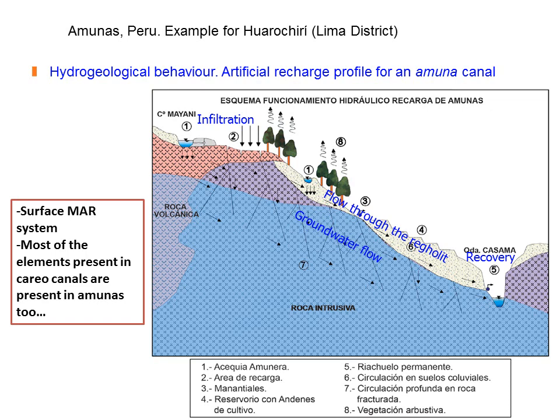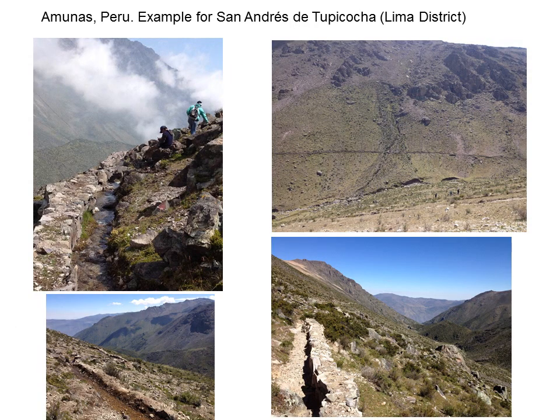In short, they are surface MAR systems, and most of the elements present in the Careo canals are present in amunas too. Here are some examples from a different system, San Andrés de Tupicocha in Lima district in Peru.